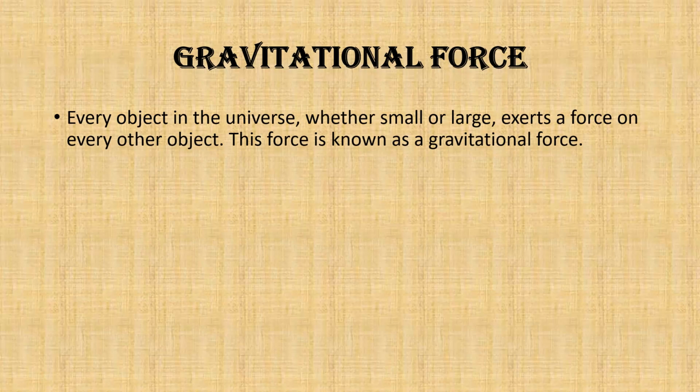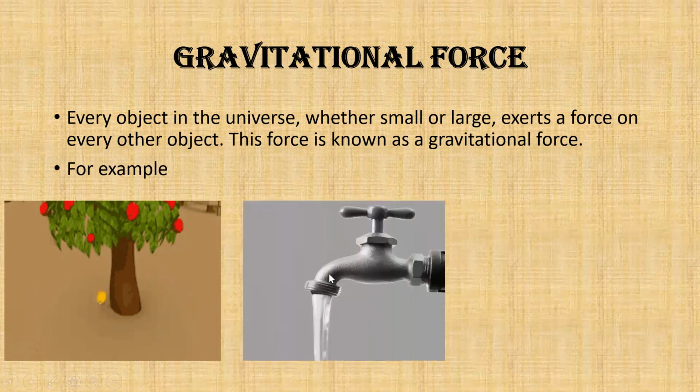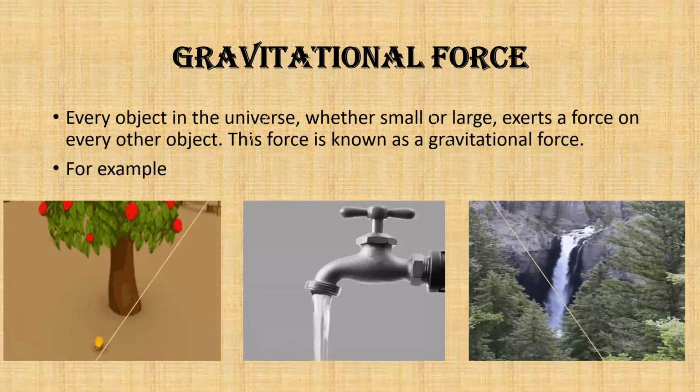So every object in the universe, whether small or large, exerts a force on every other object, which is known as gravitational force. For example, falling of a fruit from a tree is due to gravitational force. The running of water from the tap when you open it is due to gravitational force. Waterfalls are another example of gravitational force, a non-contact force.